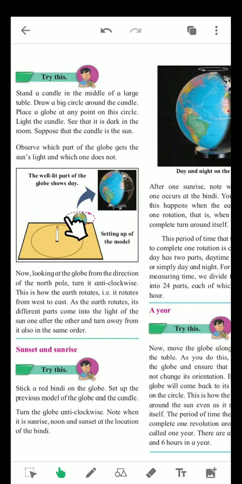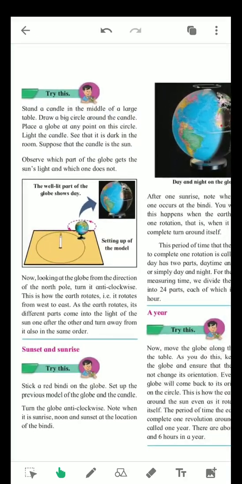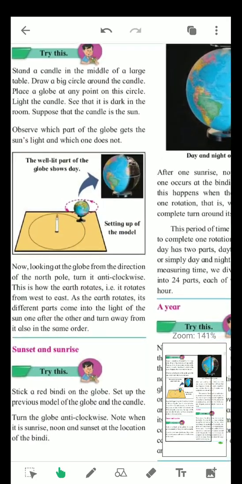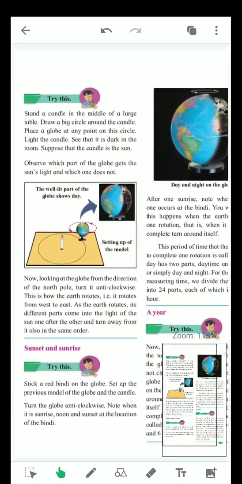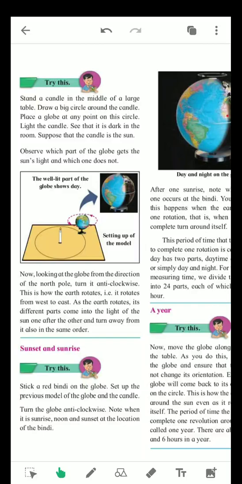When the globe is spinning, one part is in the light and the other one is in the dark. And when we spin it again, the other part is in the light and the first part is in the dark, which we call the day and night of the earth. The second topic in this chapter is sunset and sunrise.